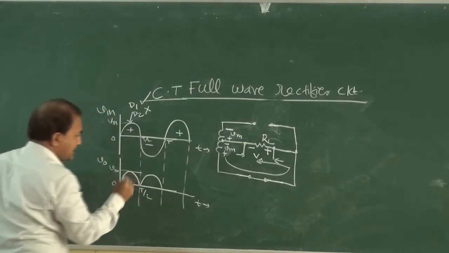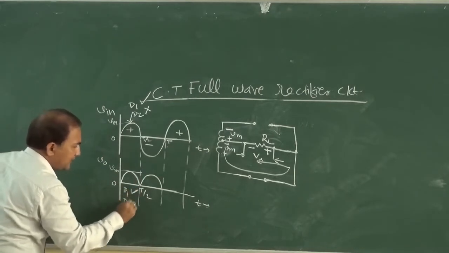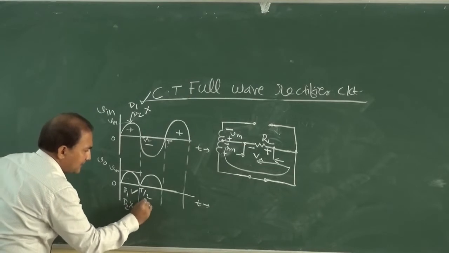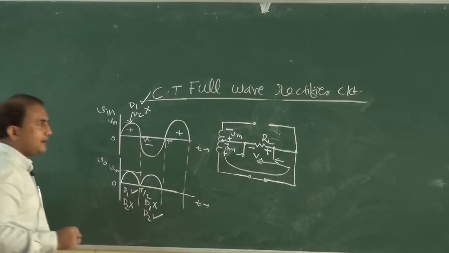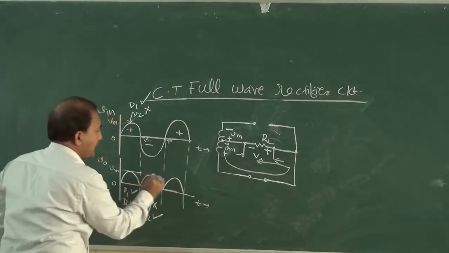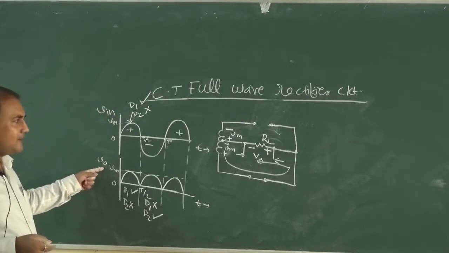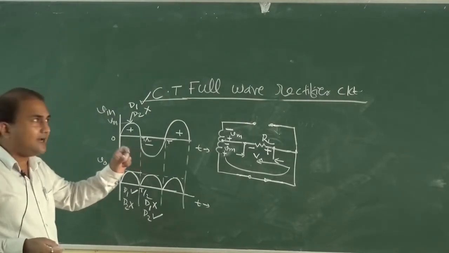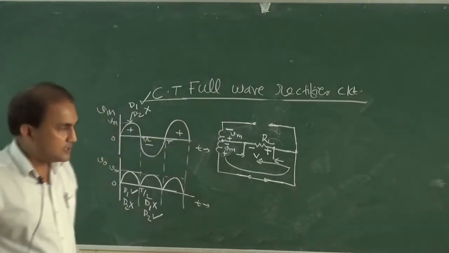In this case we can see diode D1 is on, diode D2 is off. Here diode D1 is off, diode D2 is on. In a similar way it will be like this, and the maximum amplitude is Vm. So this is the working of a center tapped full wave rectifier circuit.